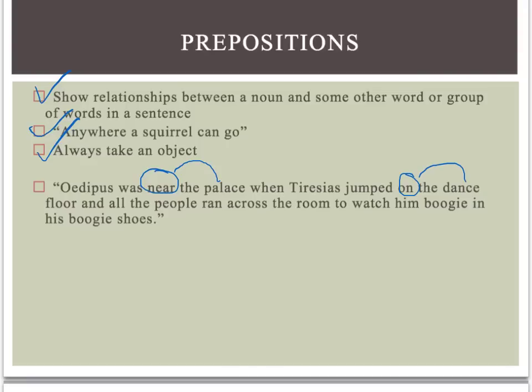After that happened, all the people ran across the room. They didn't run in the room. They didn't run out the room. They didn't run behind the room. They ran across it to watch him boogie in his boogie shoes. If he boogied out of his boogie shoes, that would have been something else entirely. So we're using that preposition in to illustrate the relationship between Tiresias and said boogie shoes.